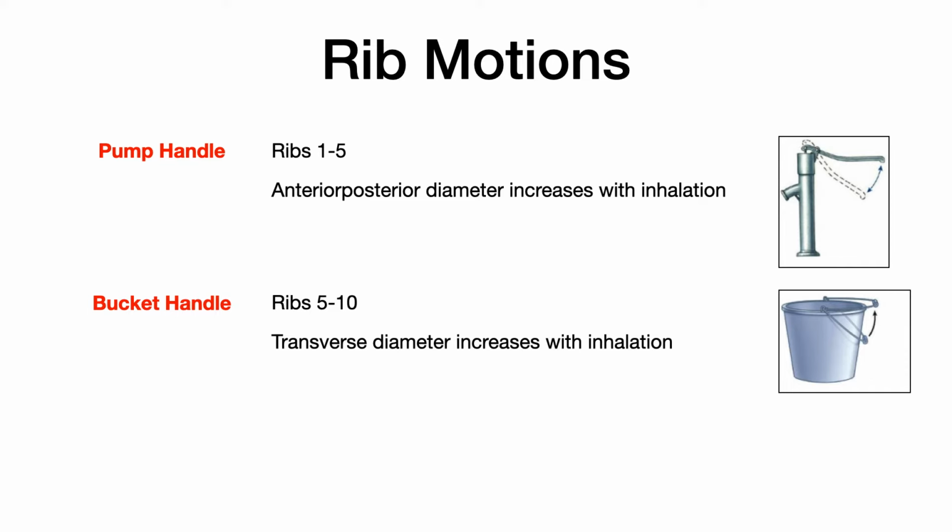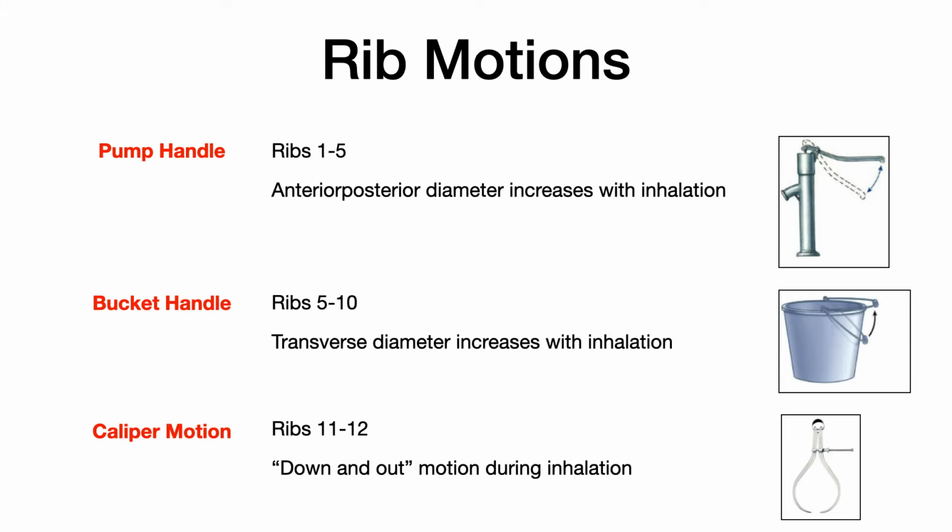Now note, ribs 1 through 5 are pump, but 5 through 10 are bucket. And depending on the source that you use, rib 5 can be pump or rib 5 can be bucket. So I'm just pointing that out because there is a bit of overlap in the types of rib motion at rib 5. Lastly, caliper motion. Caliper motion is ribs 11 and 12, and it's said to have a, quote, down and out motion during inhalation.